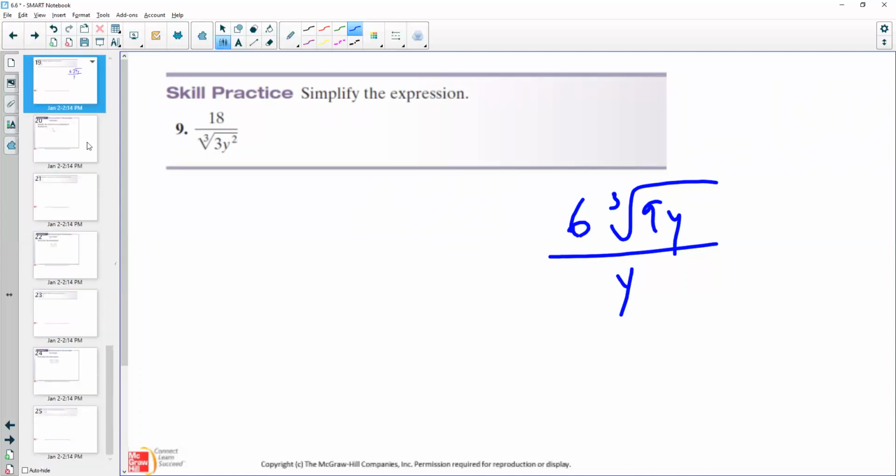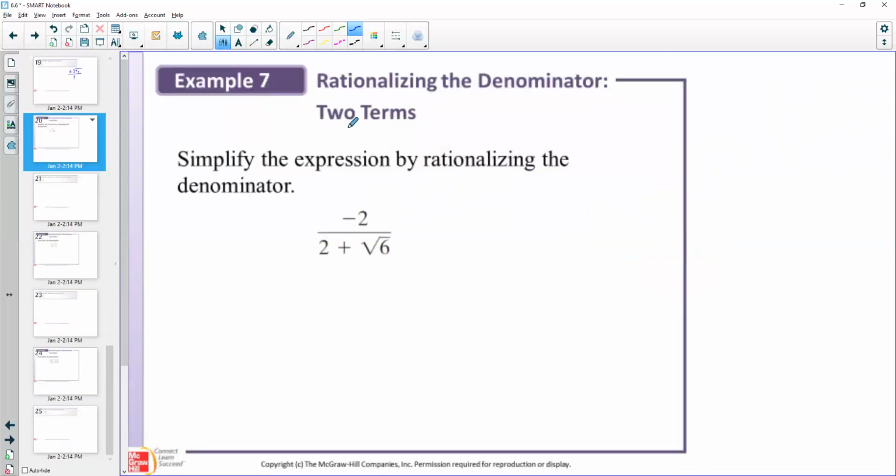You try this one. Rationalize the denominator. The answer for this one is going to be 6 cube root of 9y over y. I was thinking square root. Again, hit the discussion if you're not sure. Please, friends.